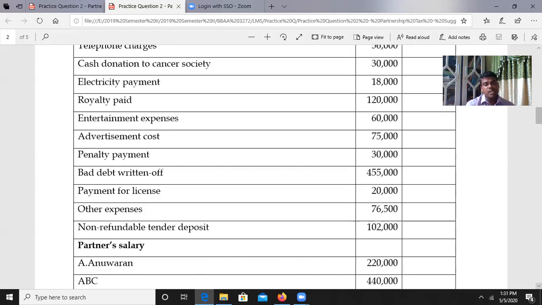Any non-refundable tender deposit cannot be allowed. So in this question, they included non-refundable tender deposit. So that cannot be allowed for the taxation. So that 102,000 should be removed.